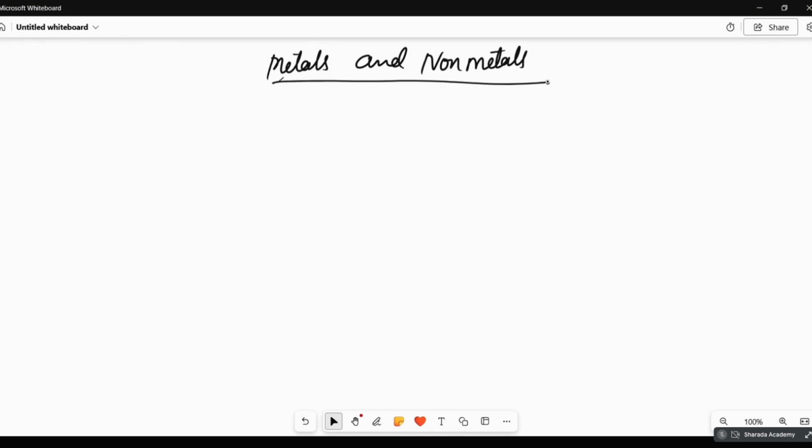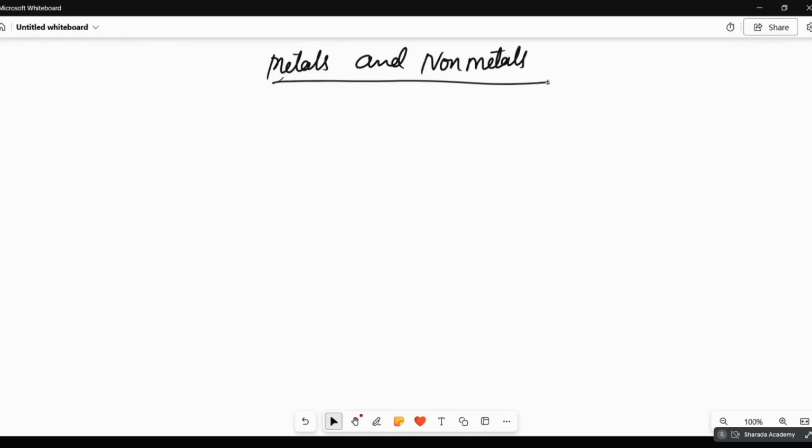Non-metals are dull in nature. Usually they are dull. Then non-metals are non-ductile, non-malleable, and non-sonorous in nature. They are bad conductors of heat and electricity. And most of them are gases, few are solids. Which is a liquid metal?